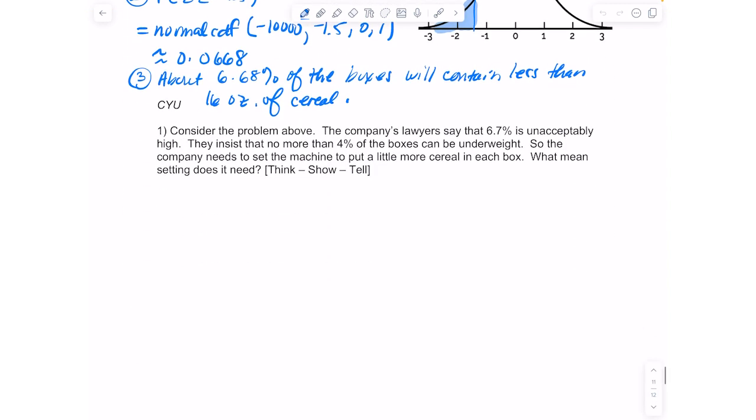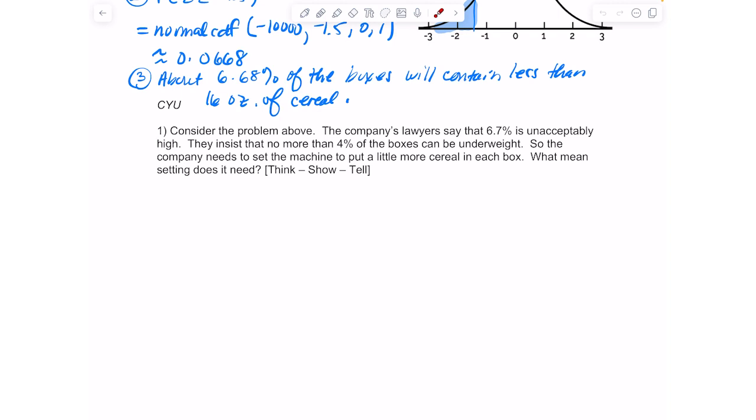What we're going to do right now is take the problem that we just looked at and change the scenario a little bit. So the company's lawyers say that 6.7%, which is what we found in the problem earlier, is unacceptably high. They insist that no more than 4% of the box can be underweight. So the company needs to set the machine to put a little more cereal in each box. What mean setting does it need?